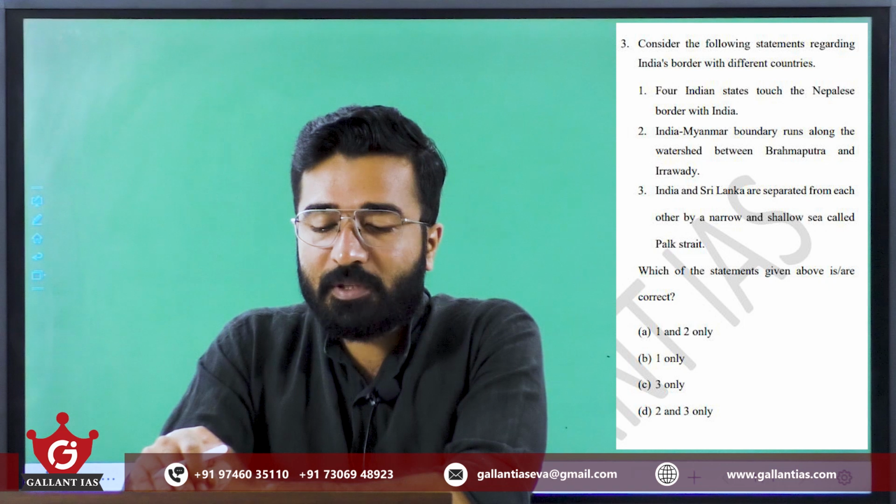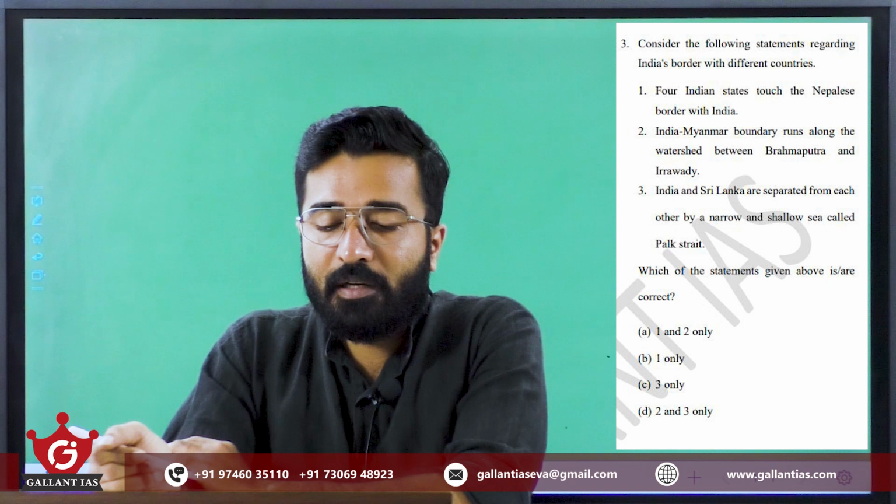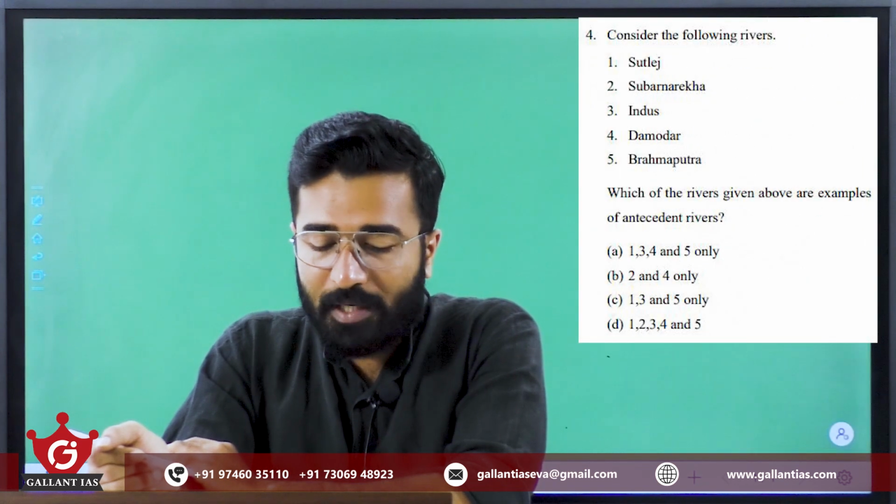Second, India-Myanmar boundary runs along watershed between Brahmaputra and Irrawaddy. We have seen that map. On the eastern side we have Irrawaddy river in Myanmar, on western side we have Brahmaputra. So India-Myanmar boundary is in between this. So second statement is correct. Third, India and Sri Lanka are separated from each other by a narrow and shallow sea called Palk Strait. True. So 2 and 3 only.